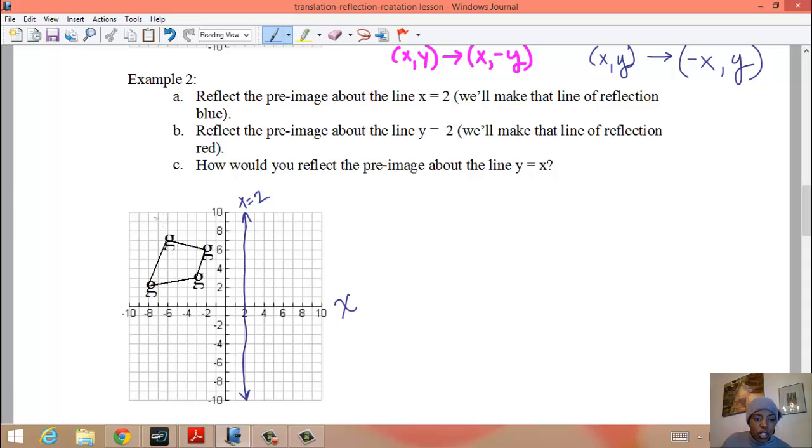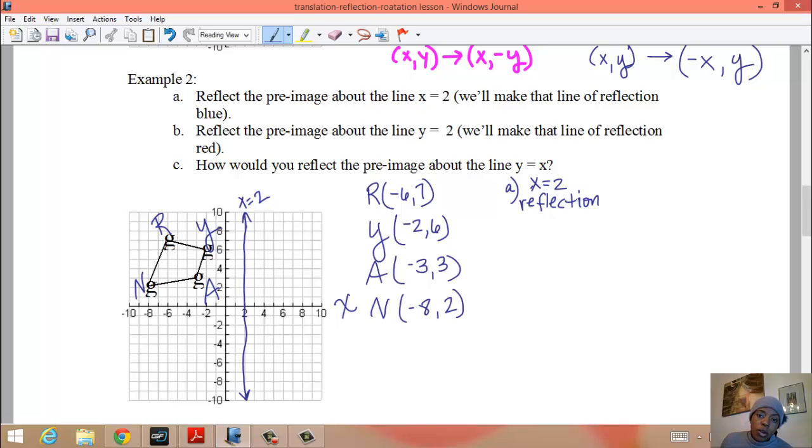This time I'm going to go, okay, so in order to reflect with respect to x equals 2, what I need to do is reflect each point. Starting off, I need to see how many units R is away from the line of reflection. Because the x coordinate of R is at -6, I know that it's 6 units to the y-axis, but we're not flipping over the y-axis. So another 2 is actually 8 units away.